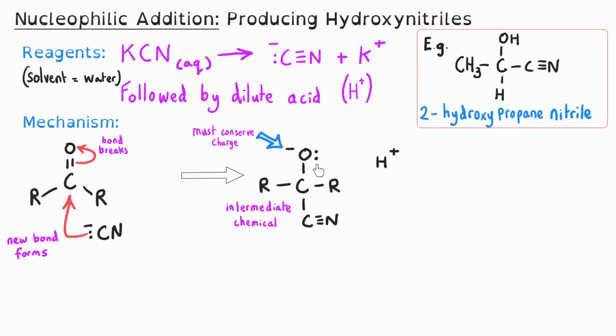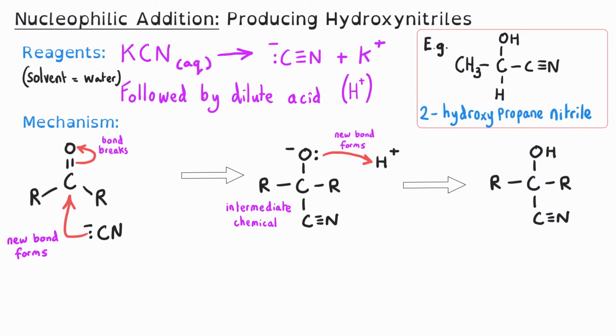And then to finish this mechanism off, the oxygen with that negative charge and the lone pair of electrons that it took from out of that carbonyl double bond attacks a hydrogen ion from the dilute acid. And this is the formation of a new bond between that oxygen and the hydrogen from the acid. And this then produces something that is neutral because we have 2 charged particles in our intermediate, one negative, which we must show in a mechanism, and one positive, which we also need to show. And we produce our 2-hydroxynitrile.